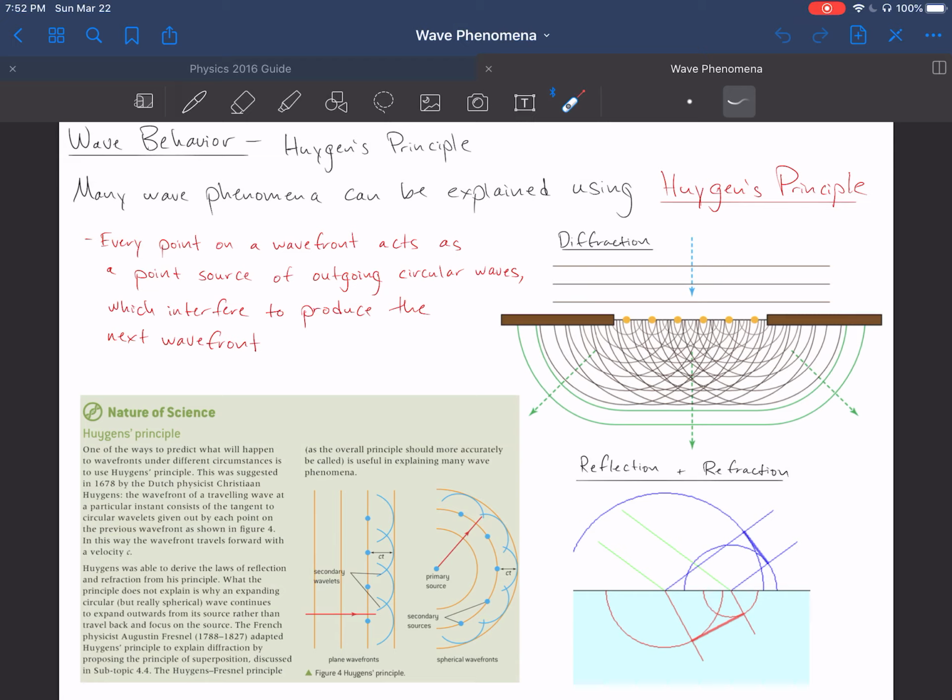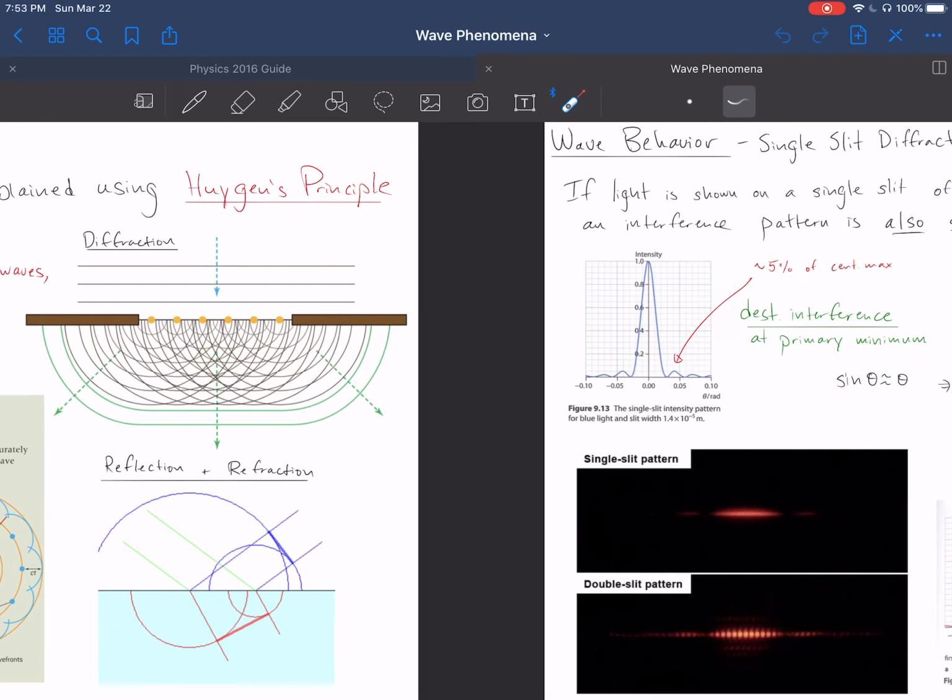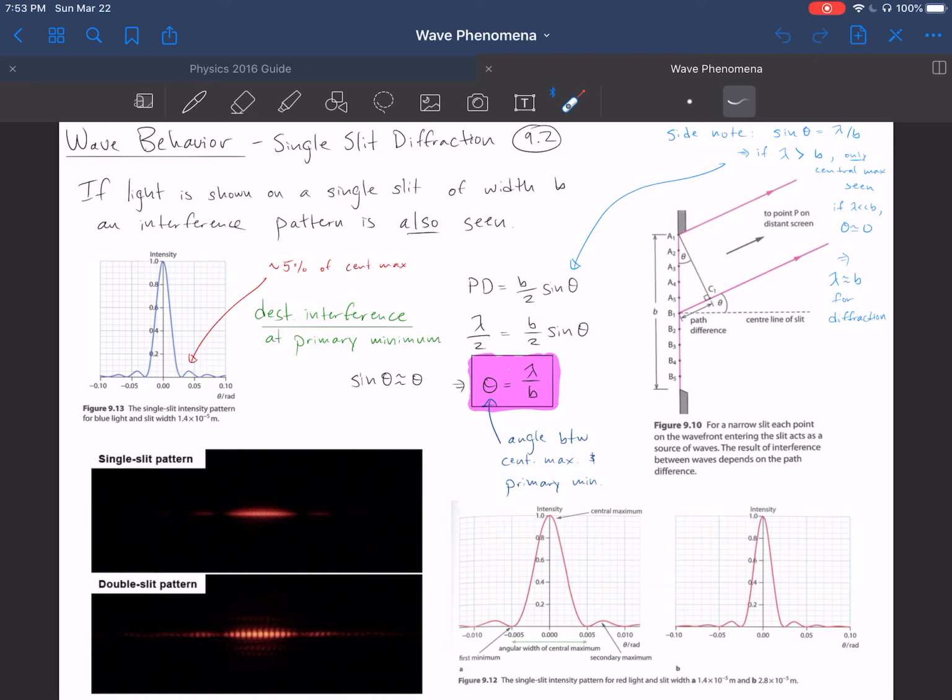But that allowed us to explain diffraction, because when that wavefront gets to the aperture, the points that would have been here are not. And as a result, there's no destructive interference. And these points right here produce circular wavefronts that bend, okay? And so the whole wave bends around that aperture. But the key idea underlying this explanation is that every point in the wavefront acts as a point source of its own outgoing circular waves. This will allow us to explain the single slit diffraction pattern.